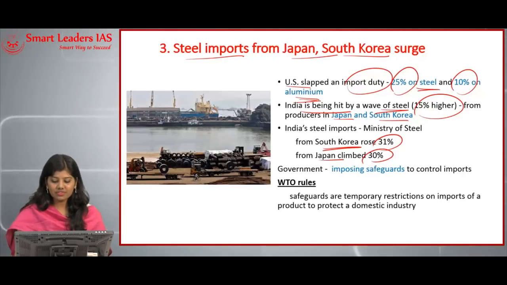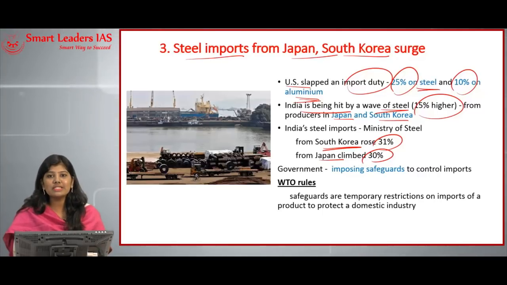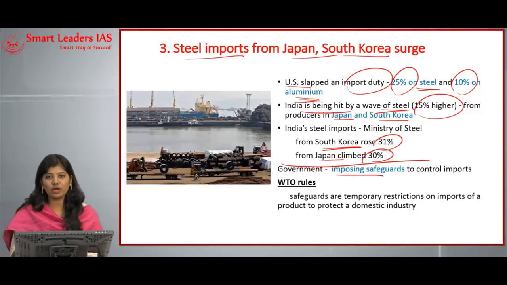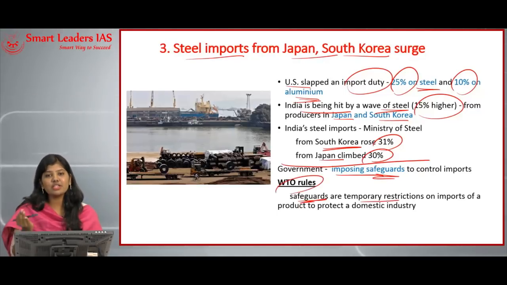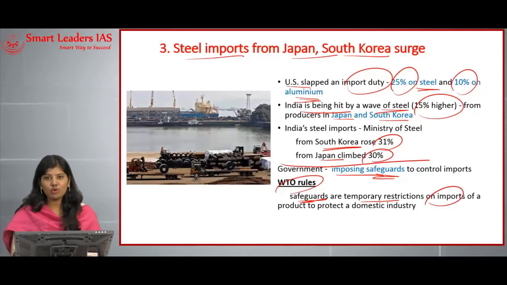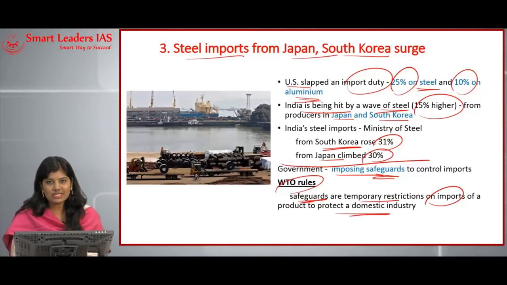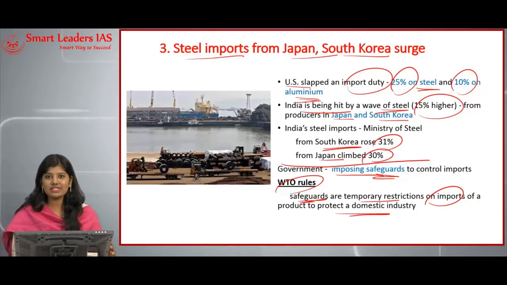So because of this, in order to control this cheap steel and aluminium import, now government is trying to impose safeguard duty in order to control the imports. As per the WTO rules, the safeguard means it is a temporary restriction, not permanent. It is just a temporary restriction on imports of any products from other country to protect the domestic industry's interest. So in order to protect domestic industry, government is trying to impose this safeguard duty. So that is what this article suggests.